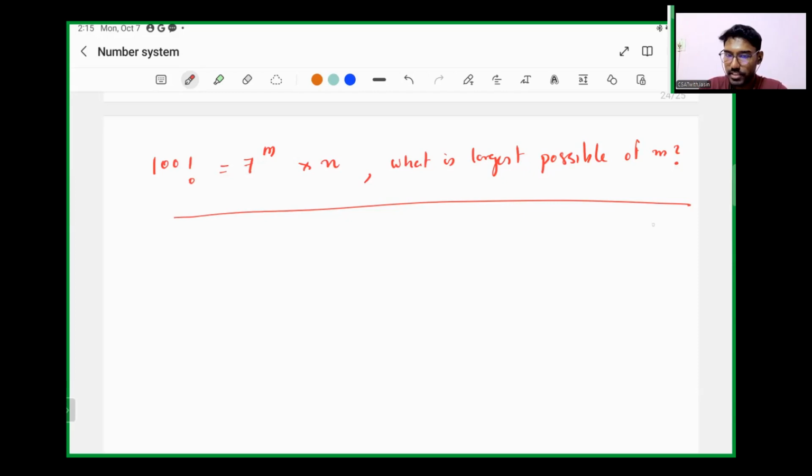So I got 16 as one answer, 25 also I got. Okay, we'll see. So what we need to do here actually is find out the number of 7's inside 100 factorial. That's what we have to do, right?